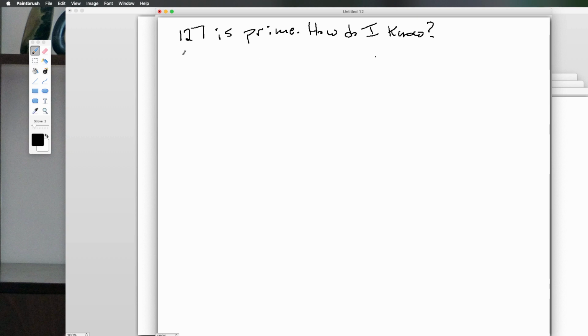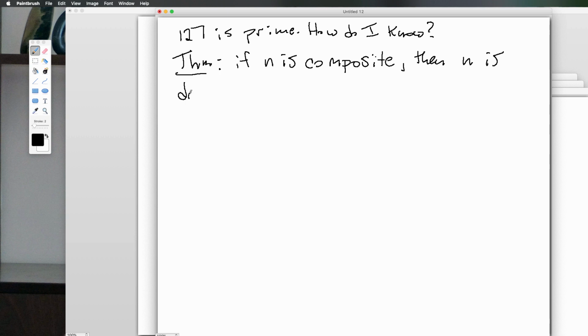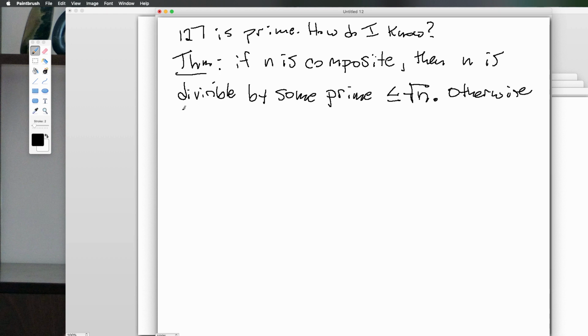Okay, there's a very famous theorem in number theory. And it says the following: if n is composite, remember what composite means, composite means it's not prime. If n is composite, then n is divisible by some prime less than or equal to the square root of n. Okay, otherwise n is prime.